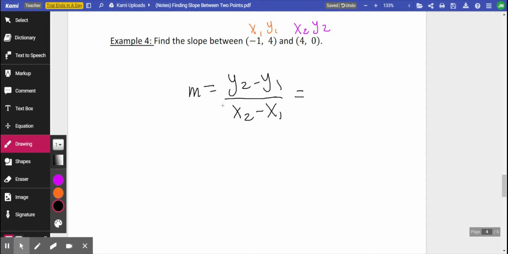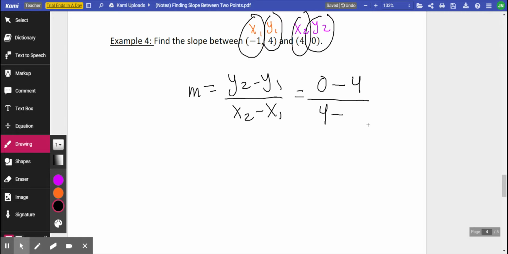So when I plug my values in, I'm not going to use color this time because you guys can see where the numbers come from. So y2 is going to be the 0 minus, don't forget the minus from the formula, y1, which is the number 4. So I plug that in. Then I have x2. X2 is going to be a 4 again. And then subtract x1, which is going to be a negative 1. Again, be careful: you have a negative sign for the formula, but you're also going to have a negative sign for the negative 1 that you just plugged in for x1.